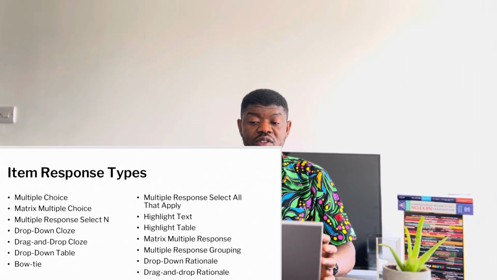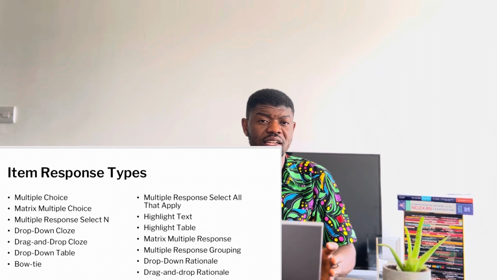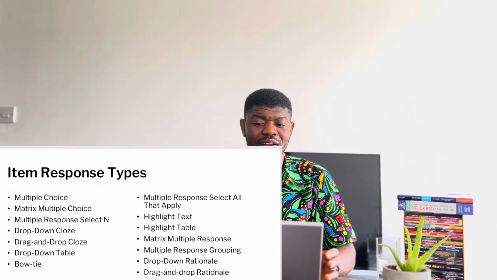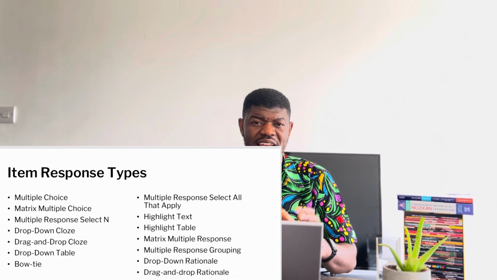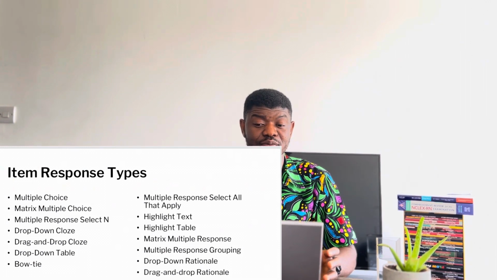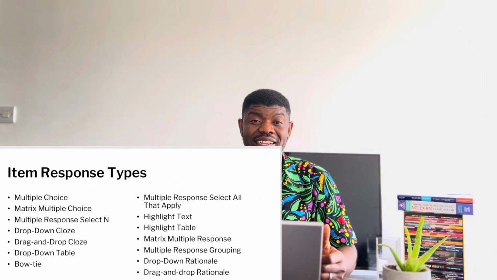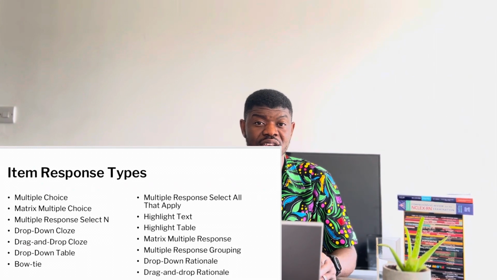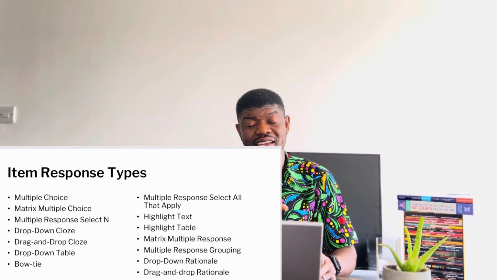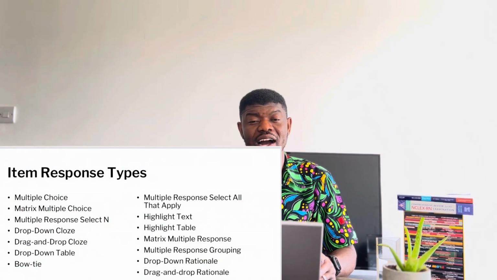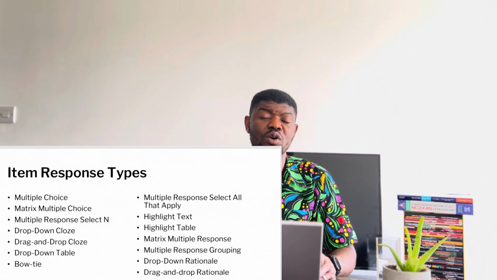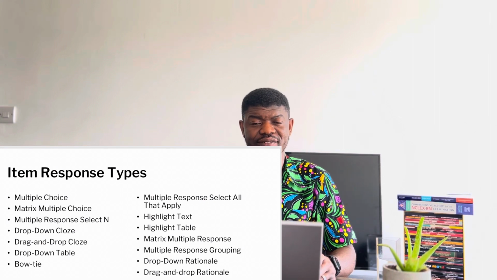There's also the multiple response select all that apply, which we usually call SATA. So select all that apply, you are given multiple answer choices, and you select everything that applies to the client scenario or the client problem. You've got the highlighting text and highlighting tables. So you realize that there's a sentence for which you can highlight stuff, and the things you are highlighting is usually the response to the question that is asked beforehand.